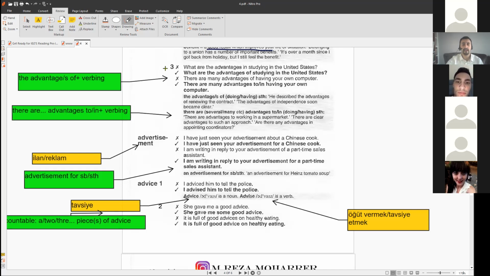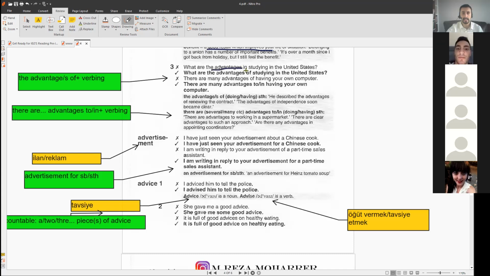First, what are the advantages? Advantages, and United States. So what are the advantages of studying in the United States? Continue, Altan, please. There are many advantages of having your own computer. There are many advantages to or in having your own computer.